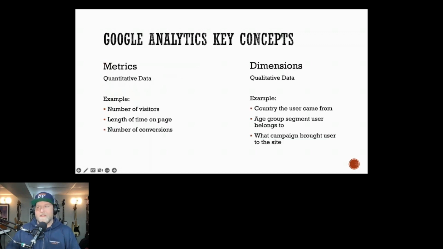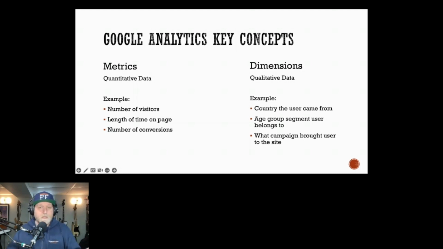All right, we're going to dive right in because I know that we only have limited time. Google Analytics key concepts. Big thing to think about here is all data going into Google Analytics breaks into two different types. We've got our metrics and we have our dimensions. The metrics is the quantitative data. That's our numbers, number of visitors, length of time they sat on a page, number of conversions, that type of stuff. Our dimensions, that's the qualitative data.